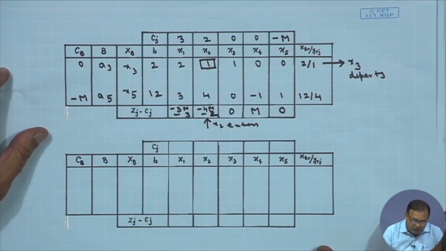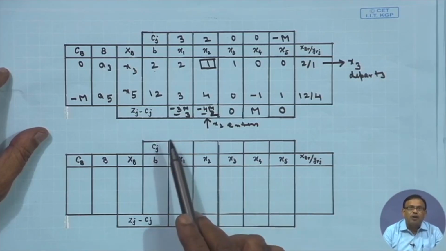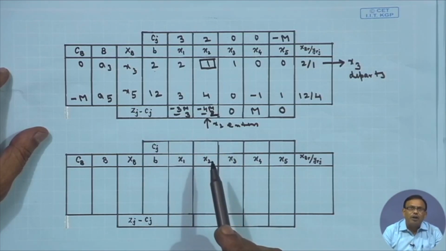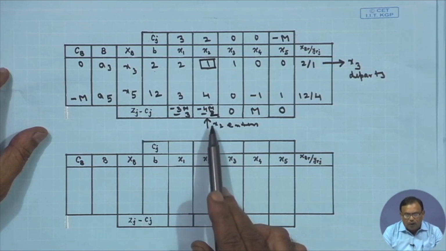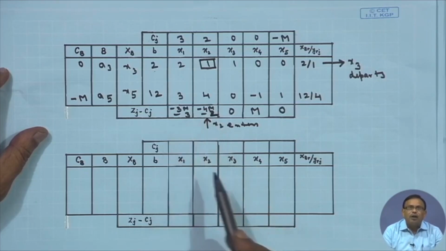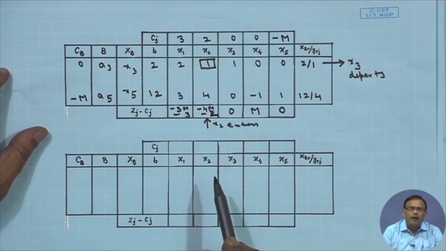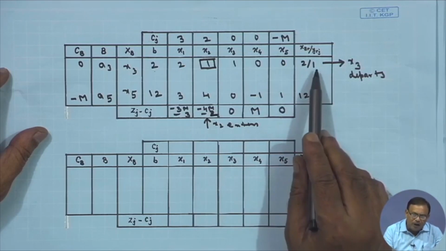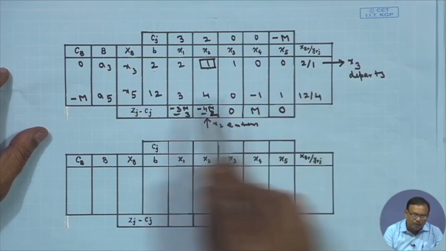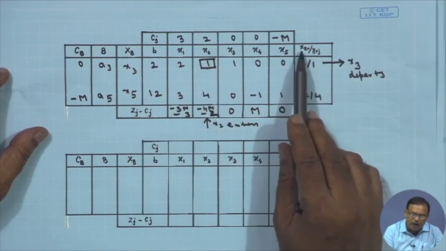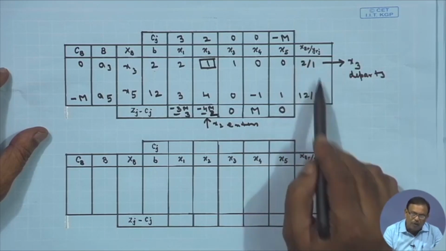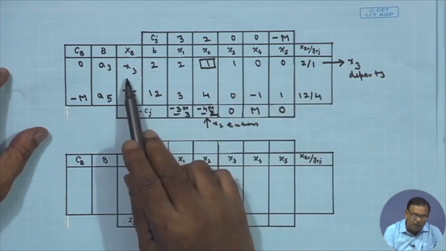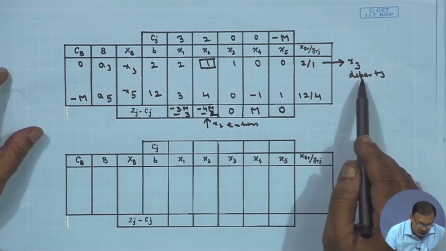So, this is the first step. Since not all z j minus c j are greater than or equal to 0, some variable will enter and some variable will depart. Whenever the z j minus c j is most negative for a column, the variable corresponding to that column will enter the basis. Then I find the ratio b by x, which I have written as x b r by y r j. The 2 by 1 gives the minimum of these two, so the corresponding variable x 3 will depart.